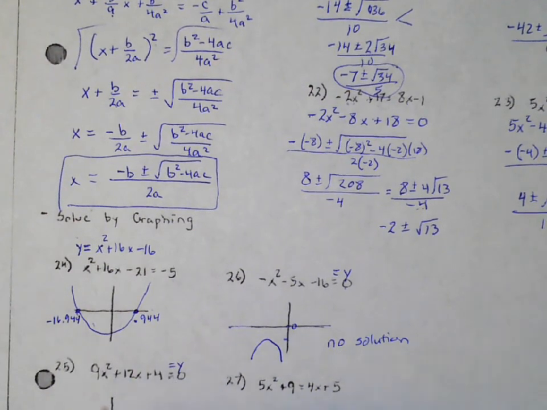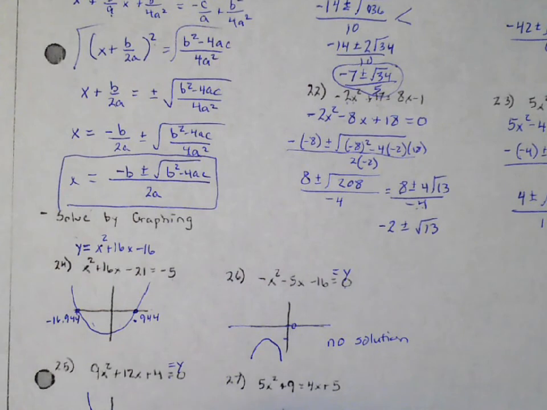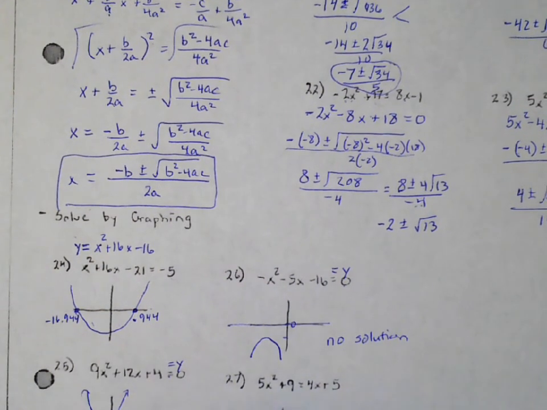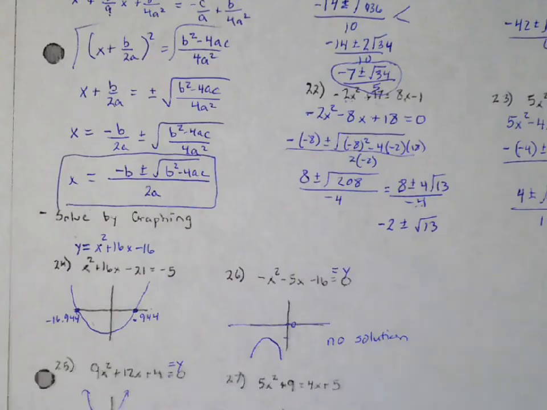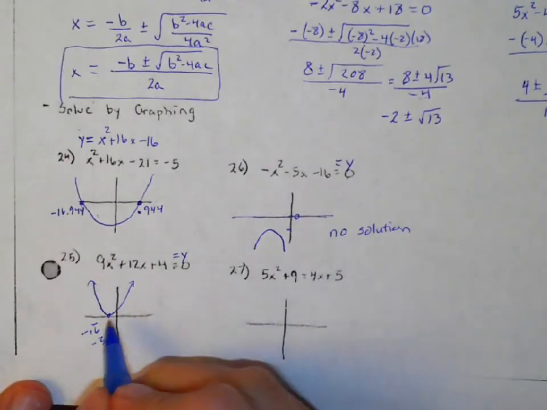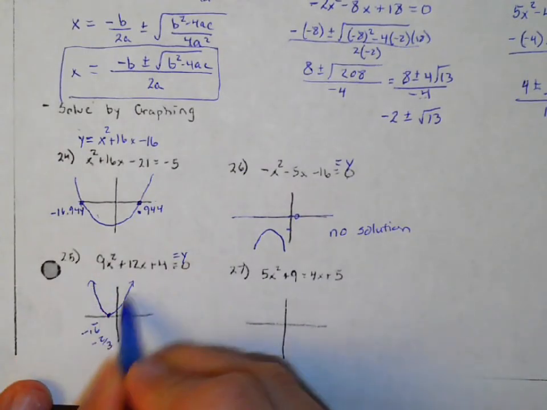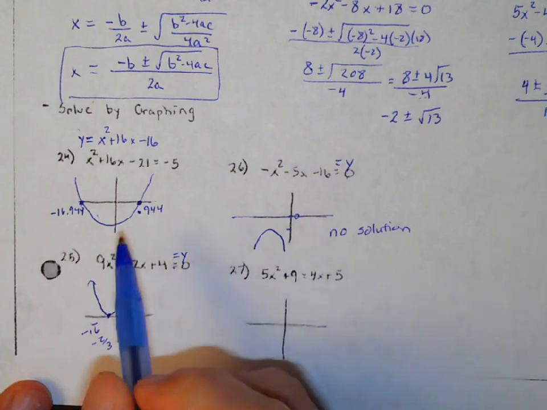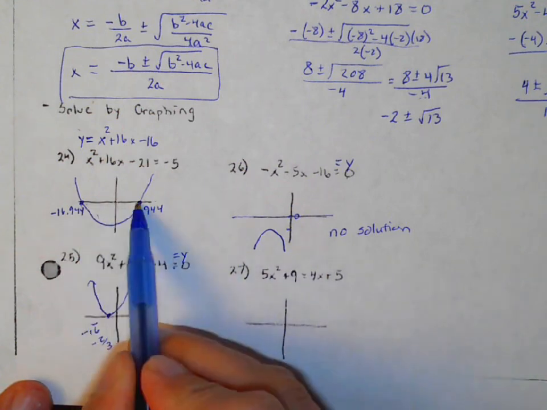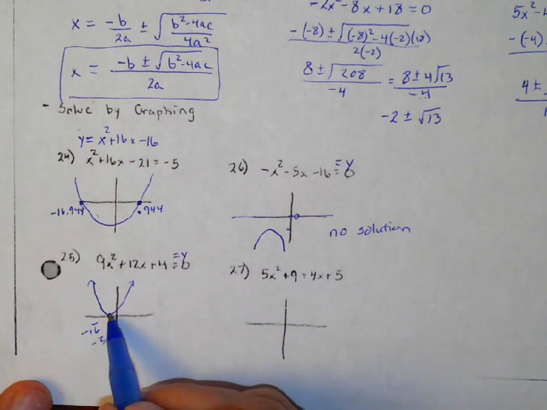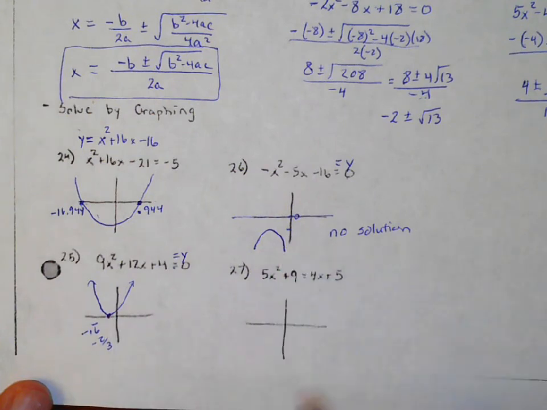Okay, the next one here, if you graph this, it's already equal to 0, so you have y equals this. And the graph looks like this. And if you click on this point right here, it comes up to be negative 0.666666 repeating, which is, hopefully you know, negative 2/3. Okay, and this just touches one time, just barely touches. Most of the time, most quadratics are going to have 2 solutions, right? But not always. Sometimes they only have 1 solution or no solutions.